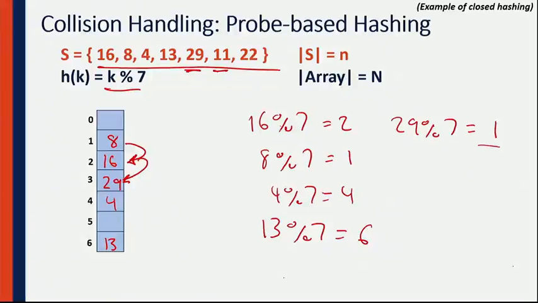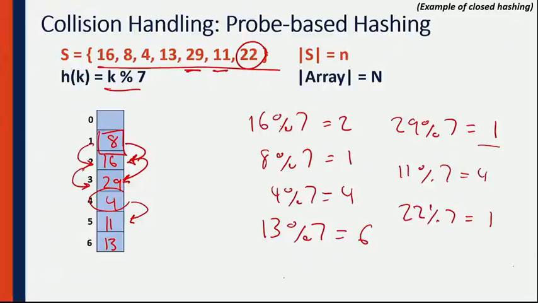Next is 11. 11 mod 7 is 4. We look at index 4. We find index 4 is already filled up. We probe ahead and find that we can put 11 in index 5. Finally, we find the number 22. 22 mod 7 is 1. We have to start at 1 and now probe ahead until we find an empty slot.